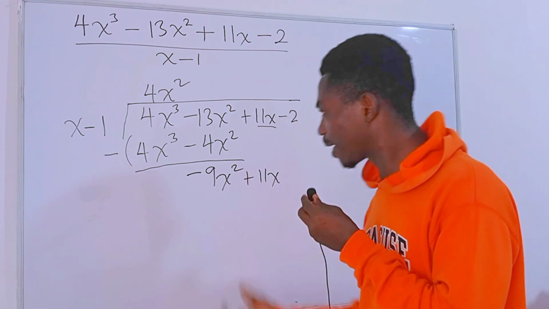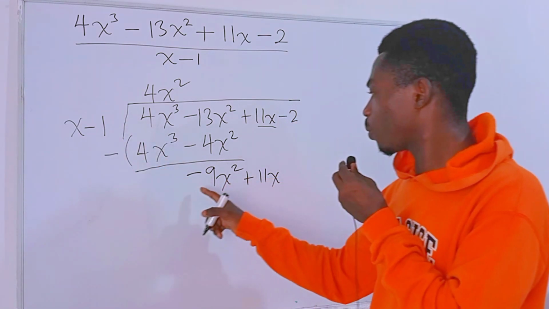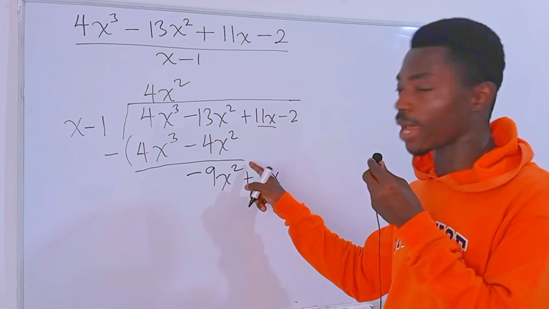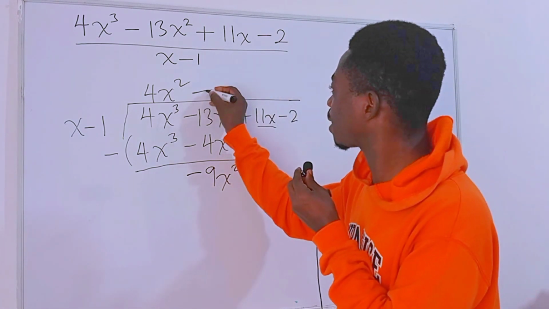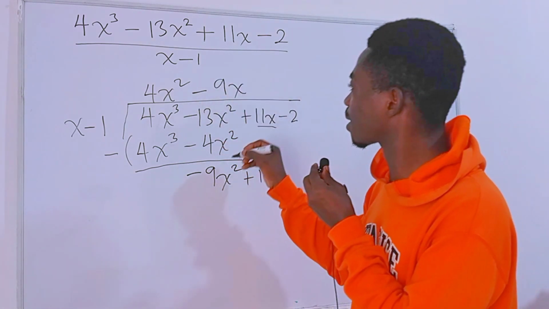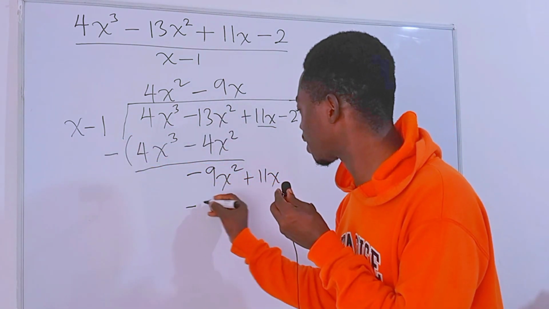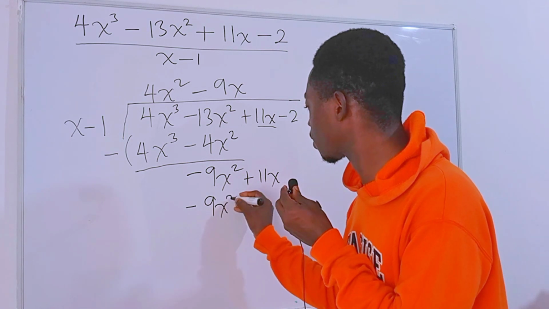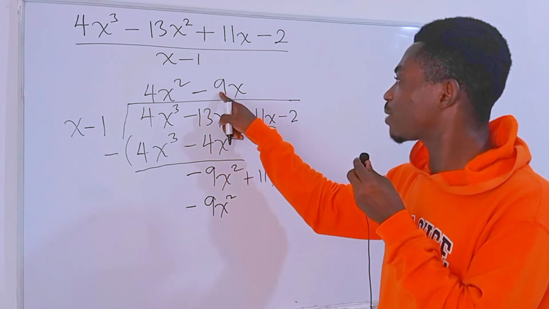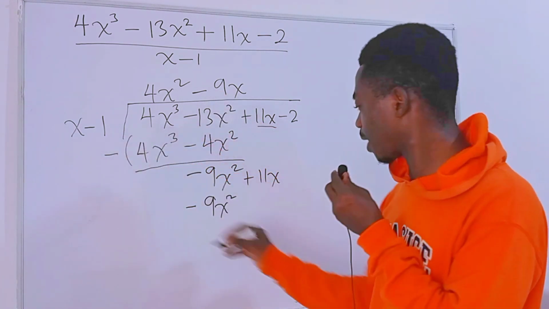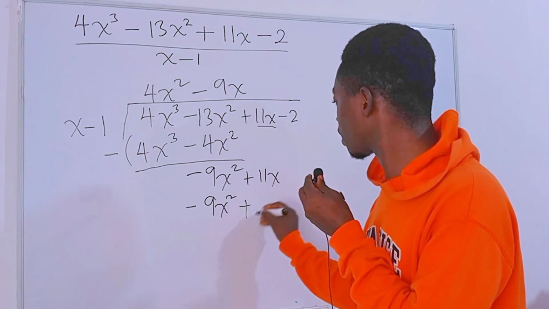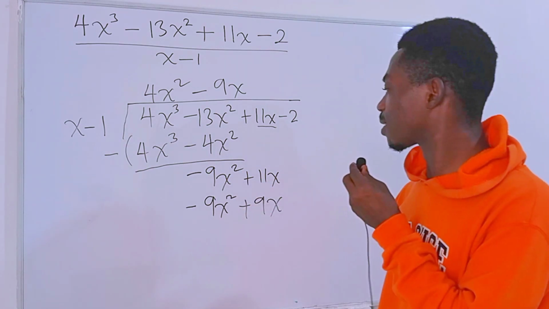Cool. Again, what times x will give you negative 9x squared? Easy. That is negative 9x. Negative 9x times x, that is negative 9x squared. Then negative 9x times negative 1, that is also positive 9x.